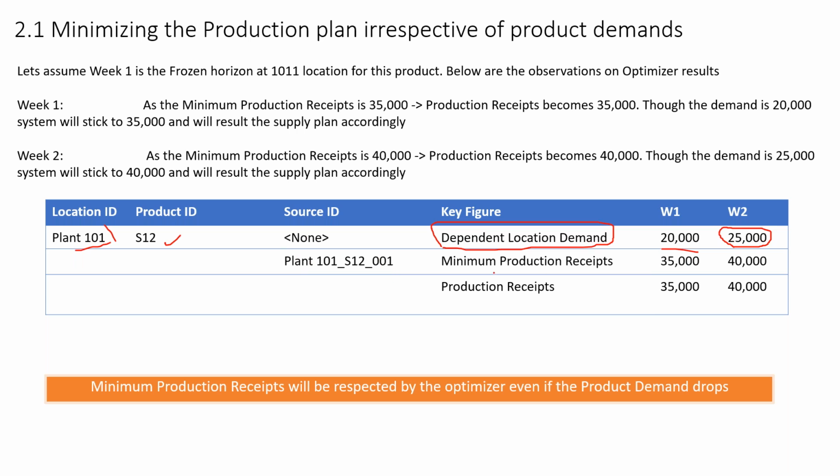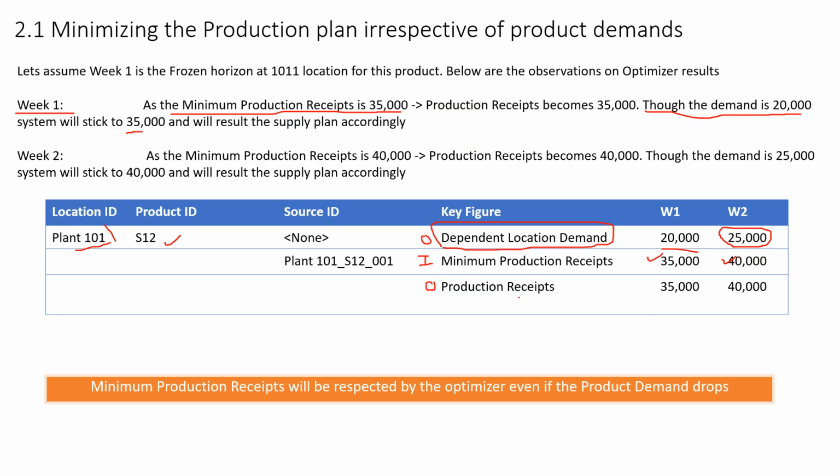Production version 1. So I have maintained the minimum values as 35,000 and 40,000 on week 1 and week 2. Okay, this is an input, this is an output, and this is also an output, production receipts. So now let's see this. Week 1, as the minimum production receipts is 35,000, production receipts becomes 35,000. What is the key takeaway? Though the demand is 20,000, the system will stick to 35,000 and will result in the supply plan accordingly.